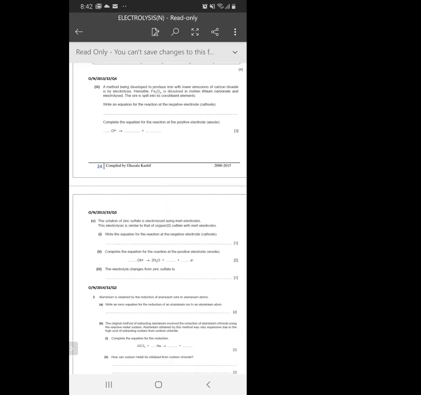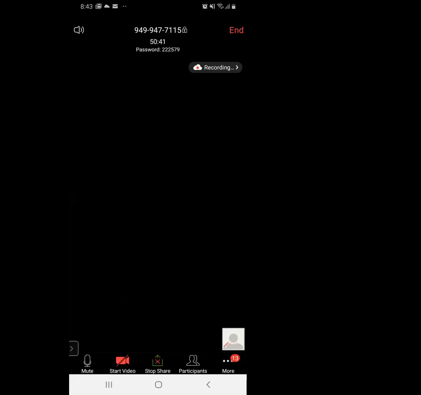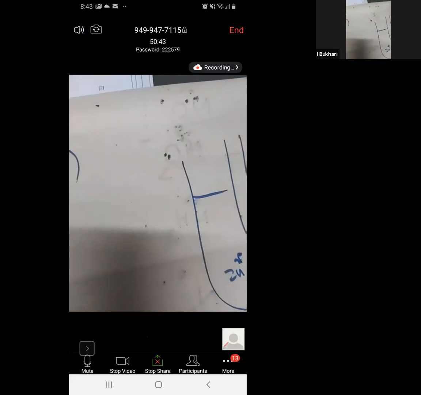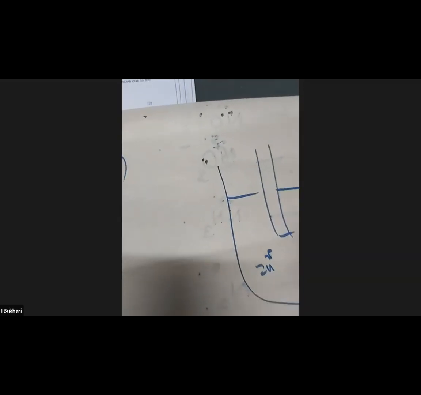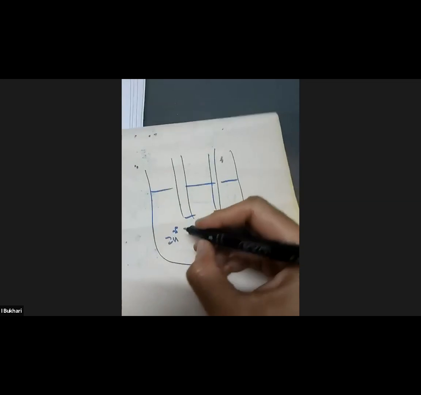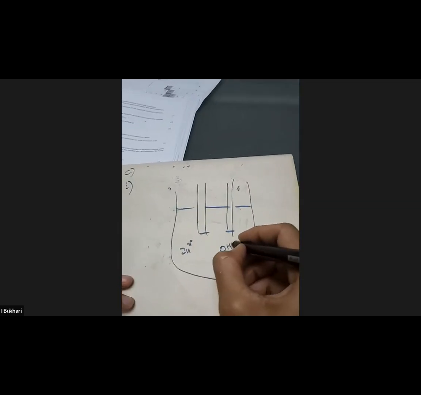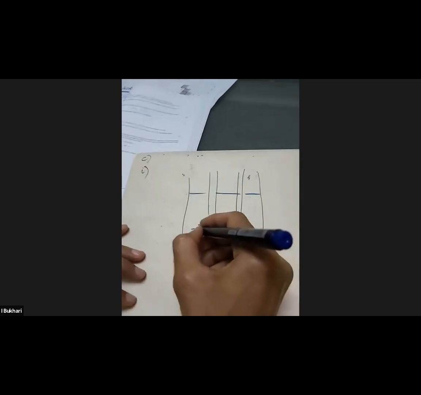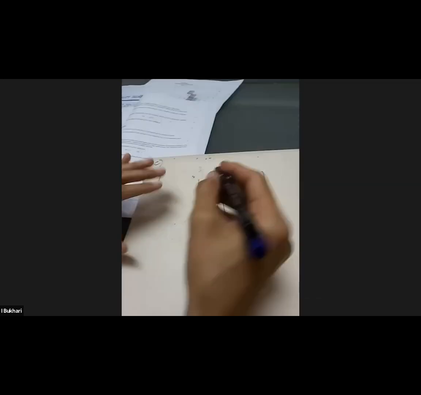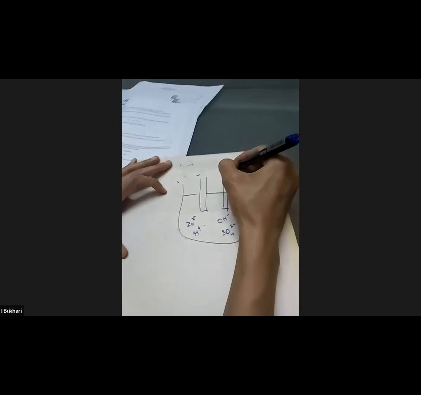So this is aqueous. So how many cations and anions do we have here? We have zinc ions. We have sulfate ions. We have hydroxide and hydrogen from water. So this is negative, this is positive.